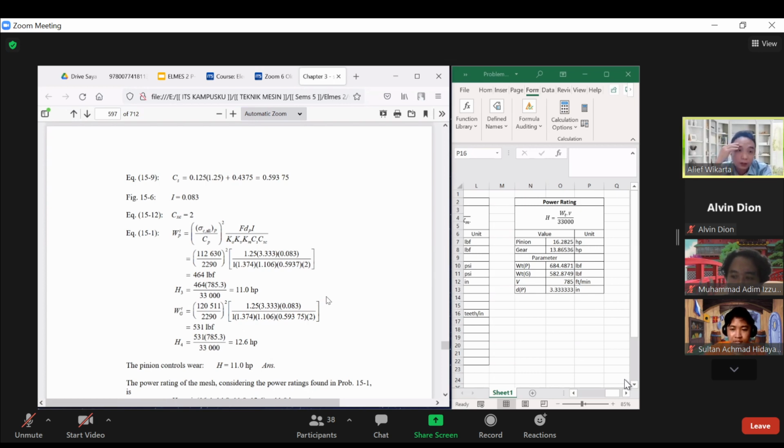So now I want to transmit power using this bevel gear, maybe 10 horsepower. For 10 horsepower only, can I use your bevel gear, Andika?